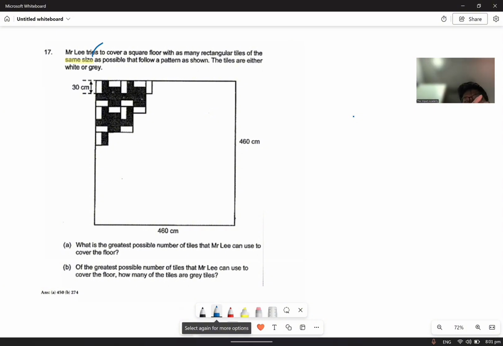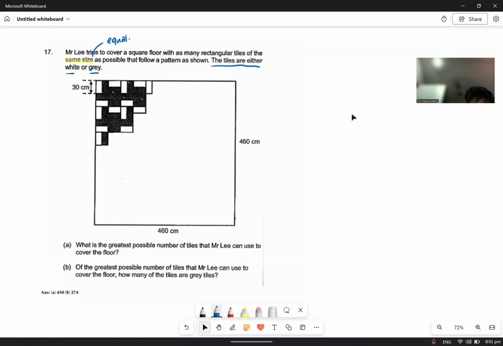That means, in another sense, Mr. Lee is trying to tell us that it is equal. Can you understand? Yeah. Now, he wants to make it, or in fact, put as many as possible. The tiles are either white or gray. I know on your worksheet you will see that it's black, but just take it as gray.